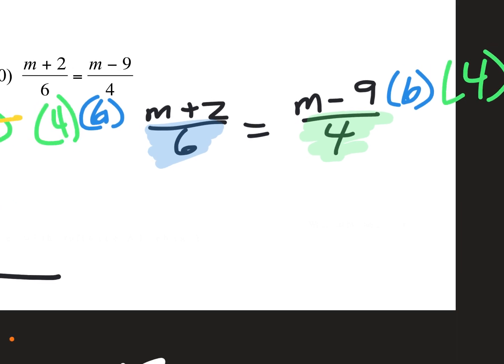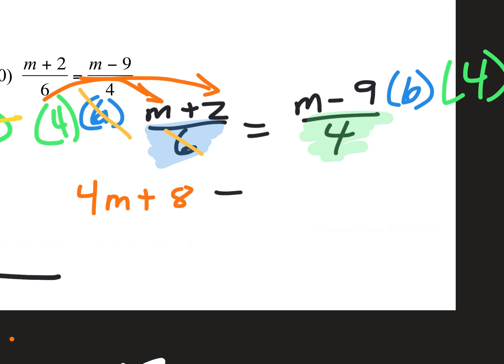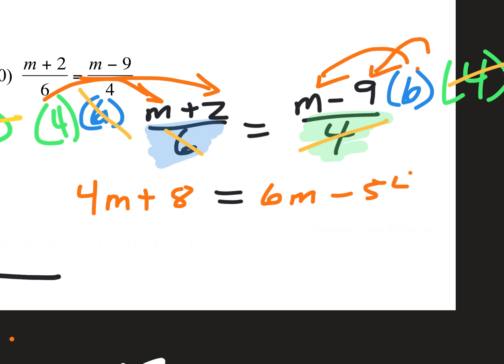Let's look at what cancels out. Those 6s are going to cancel, but I still need to do 4 times m and 4 times 2. And then over here, the 4s will cancel, but I still need to do the 6 times m and the 6 times -9. And then from there, we should be able to just solve it.